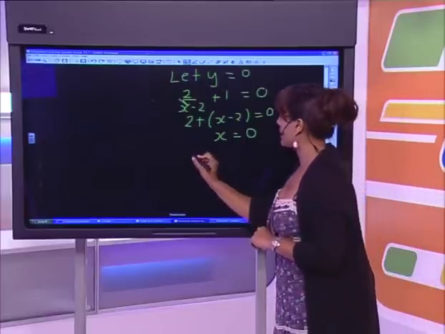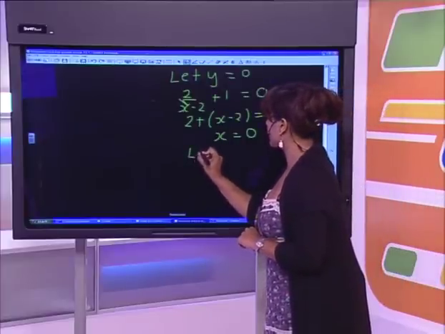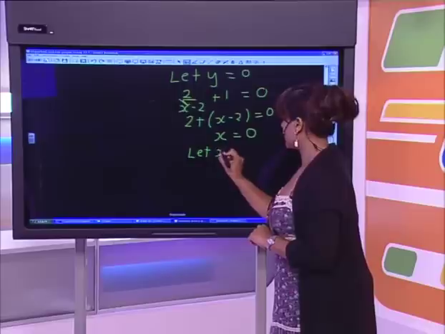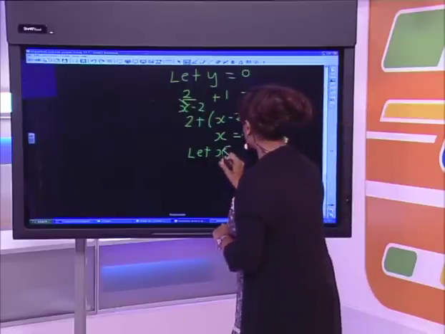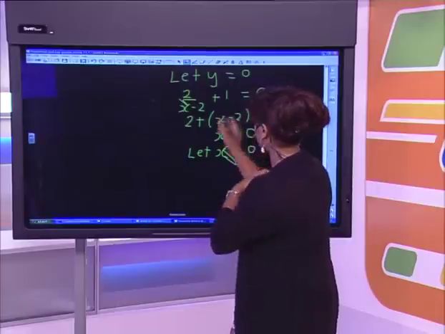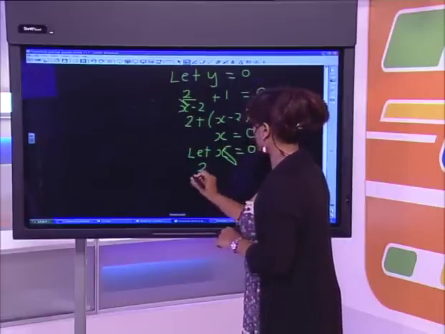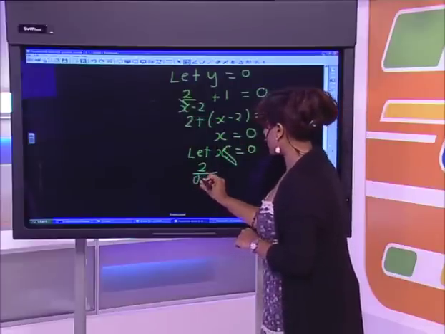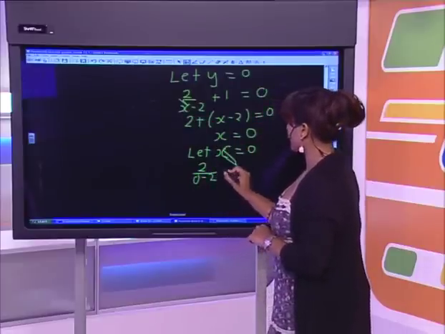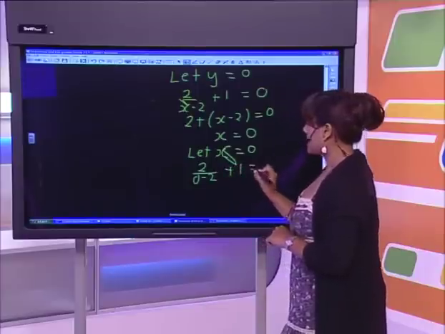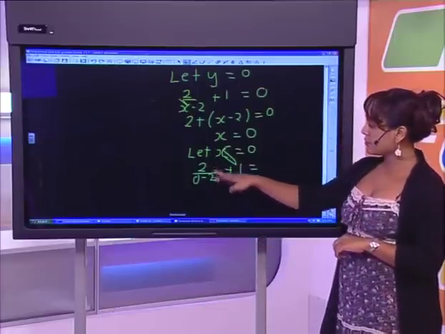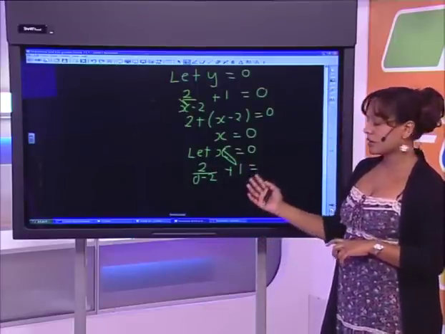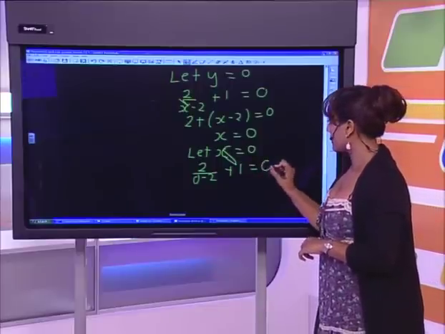We've got the x-intercept. We now need the y-intercept. So we say let x equal 0. If we do that, we're going to get 2 over, remember we're replacing the x with the 0, so it's going to be 0 minus 2, plus 1. That's going to give us 2 over minus 2, which is minus 1. Minus 1 plus 1 is going to give us 0.